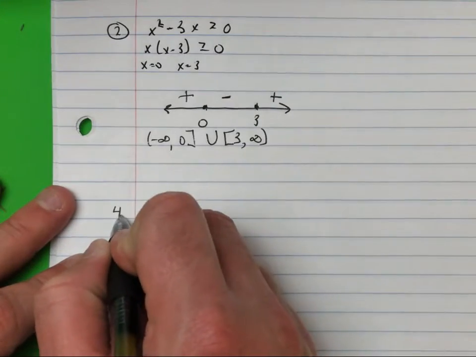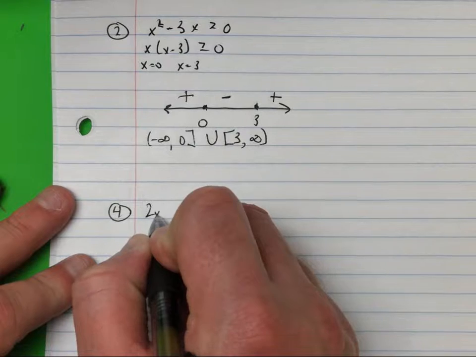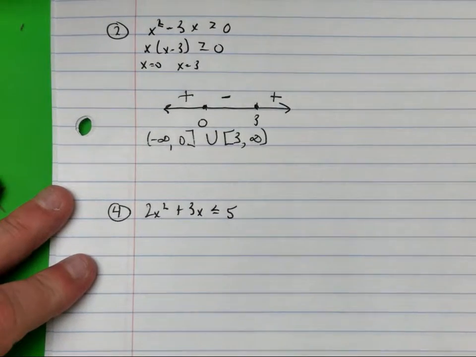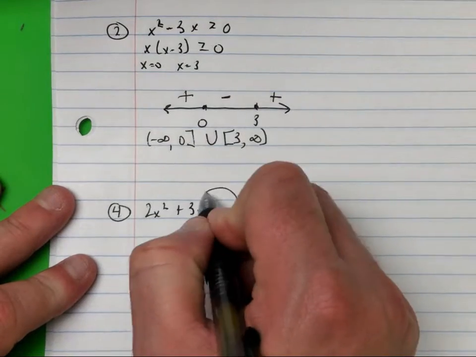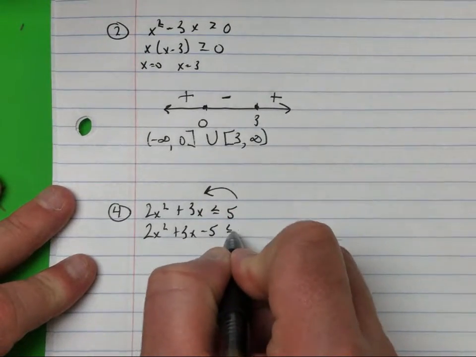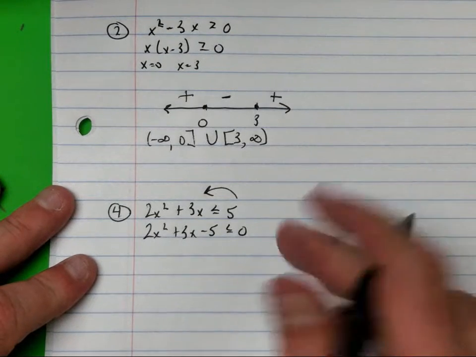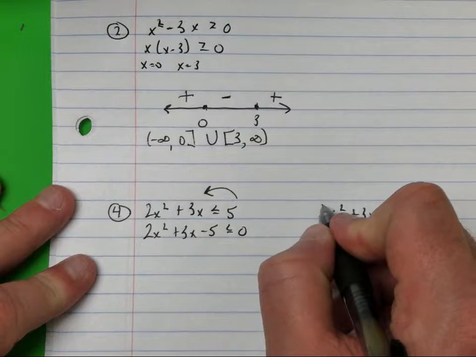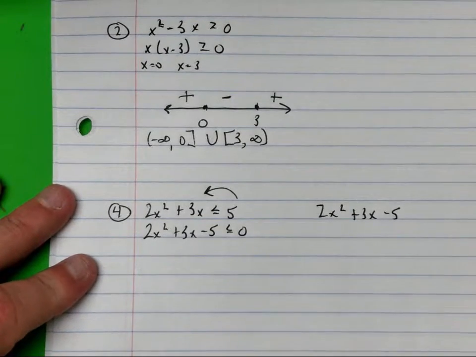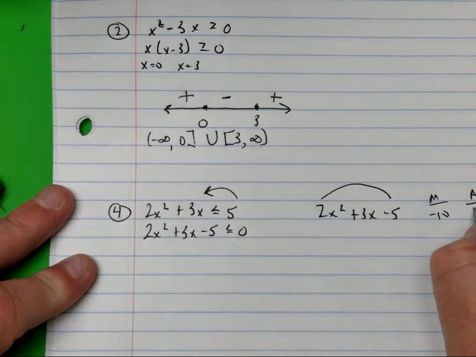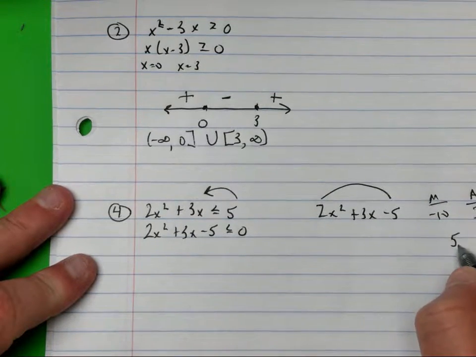So let's go to number 4. 2x squared plus 3x less than or equal to 5. It's got to be set equal to 0, so I'm going to bring this over. 2x squared plus 3x minus 5 less than or equal to 0. I'm just going to come over here and factor it. Let's bust it up. It's got to multiply to give you negative 10 and add to give you 3. That's going to be 5 and negative 2.